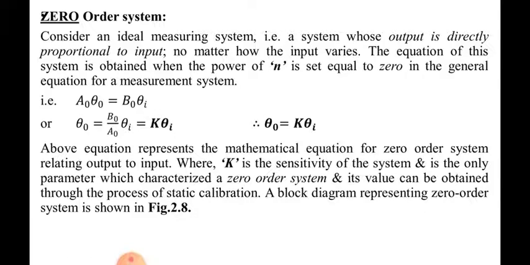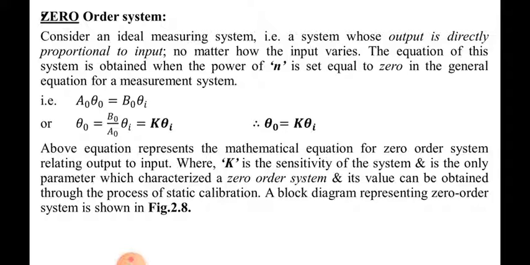In a zero order system, consider an ideal measuring system, that is, a system whose output is directly proportional to input. No matter how the input varies, since the output is directly proportional to input, we don't have to consider the variation of input. The equation of this system is obtained when the power of n is set equal to 0 in the general equation for a measurement system.